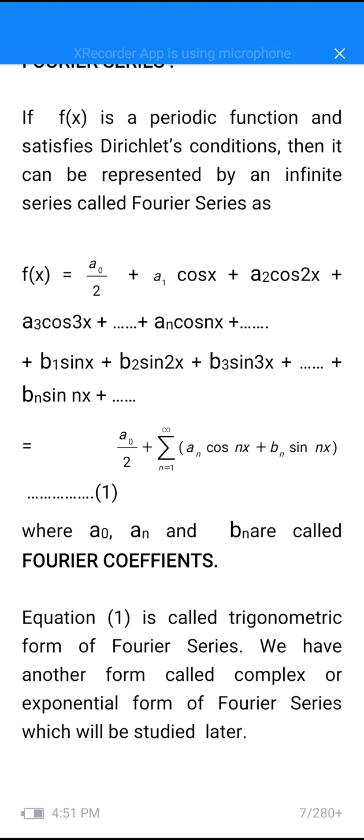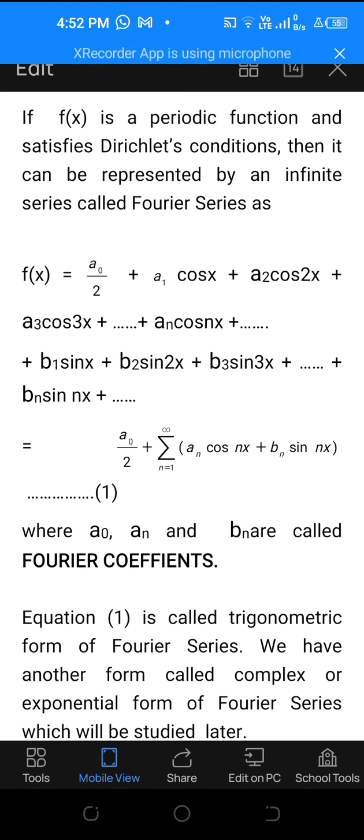Fourier series is a periodic function that satisfies the Dirichlet conditions and can be represented by an infinite series called the Fourier series. For a Fourier series, the function f of x should be periodic and should also satisfy the Dirichlet's conditions. Before that, it is an infinite series. First, you have to know what the Dirichlet's conditions are, and also before that, we are going to see what the infinite series is.